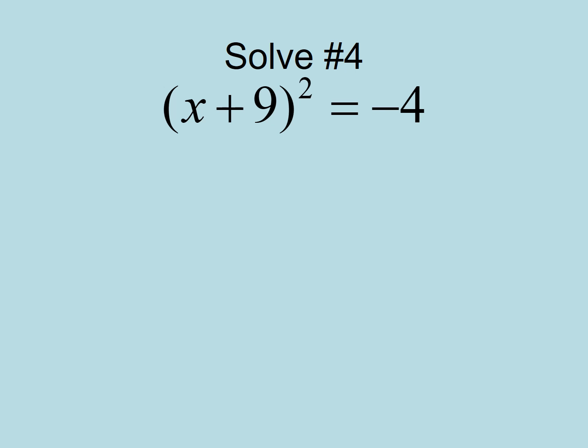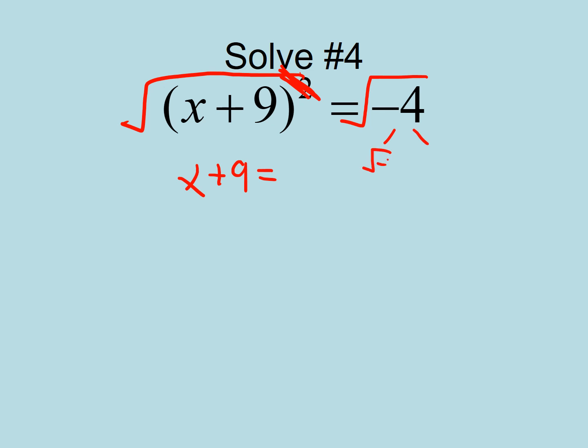So what I actually have to do is take the square root of both sides first to get rid of this. Now I'm left with x + 9 on the left, and I have the square root of negative 4. I know that that's going to break up into the square root of negative 1 and the square root of 4, and we know that the square root of 4 is 2, and the square root of negative 1 is i. So that's plus or minus 2i because we took the square root. Sorry, I almost forgot that.